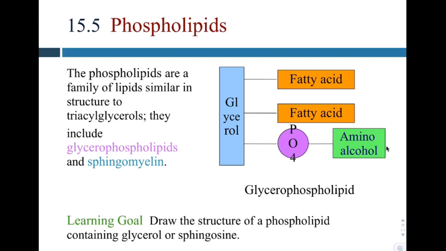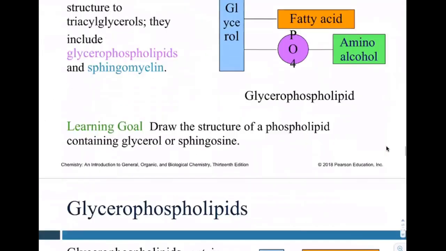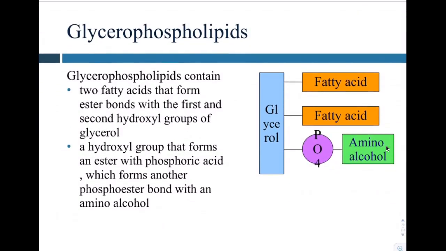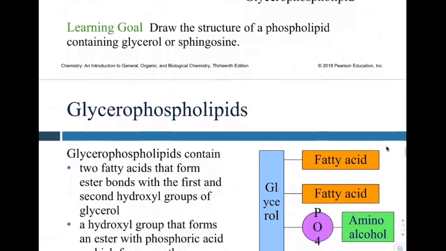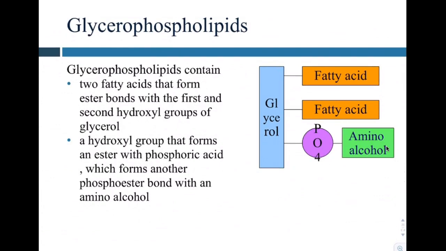phospholipids: glycerophospholipids and the sphingomyelin. So your glycerophospholipids are with glycerol, right? You've got two fatty acids, and then the very bottom one, you have an ester with a phosphoric acid, which is called a phosphoester bond, and you get an amino alcohol.